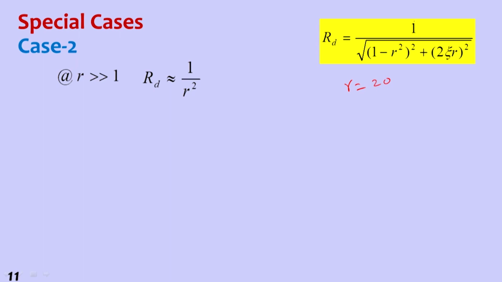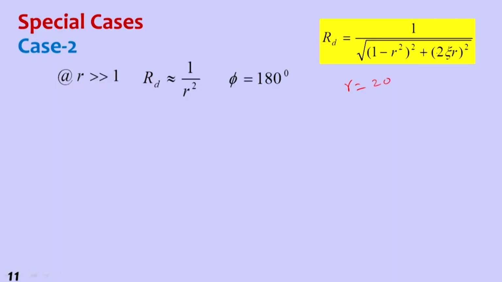In this case, any value of zeta becomes insensitive, and RD is approximately equal to 1 by R square. This shows that the vibration is out of phase. So when the R value is more than 1, vibration becomes out of phase. When the R value is less than 1, vibration amplitude is in phase.